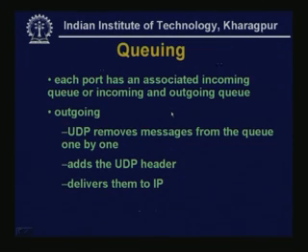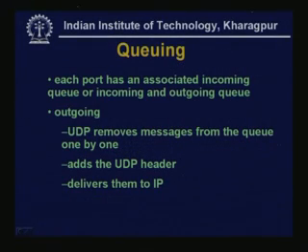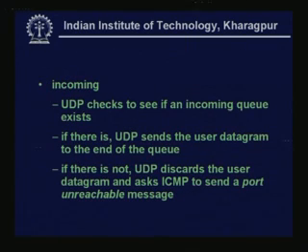Now, about queuing. Each port has an associated incoming queue, or an incoming and outgoing queue, depending on which way the communication is taking place. A port is not just a number. Along with a particular number, inside the OS there will be a queue of data being communicated in the machine. There will be an incoming queue and there may be an outgoing queue. For the outgoing queue, UDP removes messages from the queue one by one, adds the UDP header and delivers them to IP. For the incoming queue, UDP first checks to see if an incoming queue exists. If it does, UDP sends the user datagram to the end of the queue.